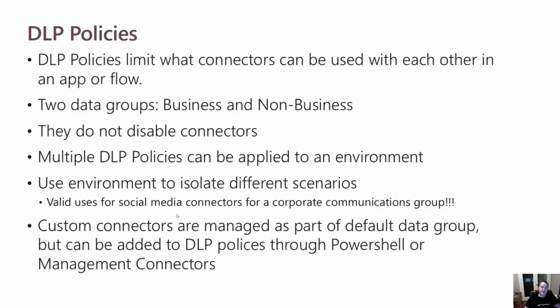Now, use environments to isolate different scenarios. So this might be a justification for another environment, which is okay. For example, you may not want to have your social media connectors in your default environment talking to some of your business tools like Office 365. But for a corporate communication function, that's perfectly normal. So what you might do is create an environment just for corporate communications. I'm then going to relax my DLP policy and allow Twitter to talk with, say, SharePoint Online. And I'm going to do this because I'm going to trust that group, and I'm also going to restrict who has access to this group.